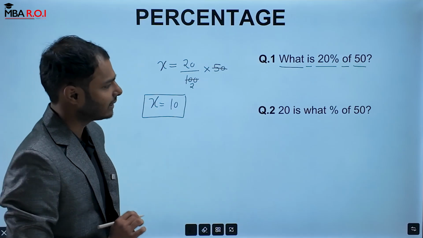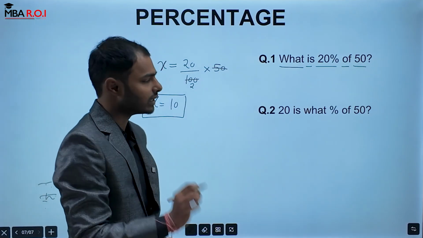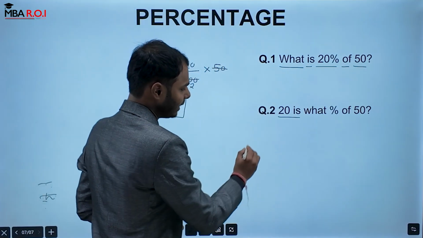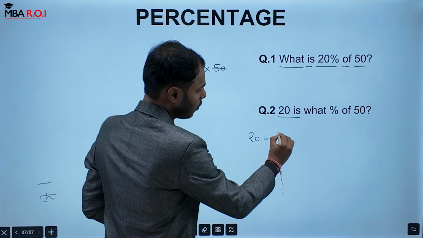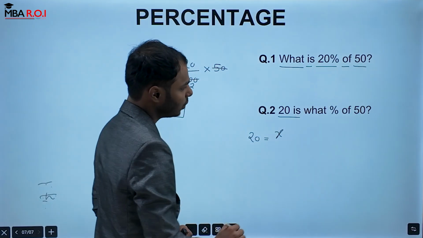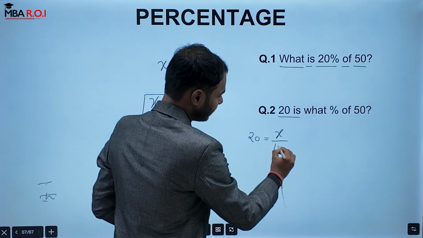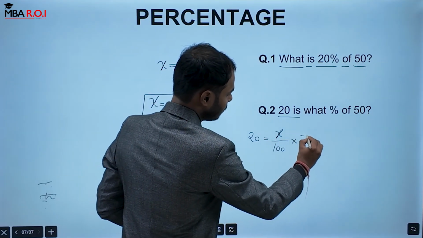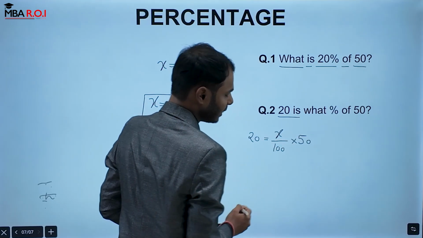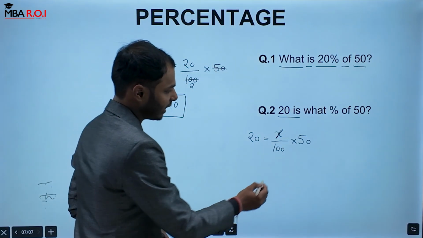Similarly, we can also try question number 2. So how we can try this? Again, we have to use the keywords. As the question suggests, 20 is means equals to, what means any kind of unknown, percent means divided by 100, of means multiplication, 50 means 50. Again, we can do the simplification.